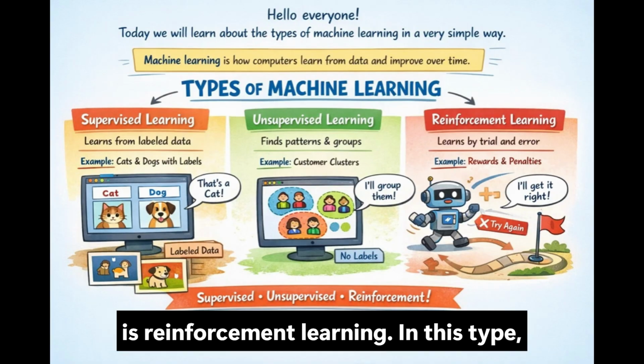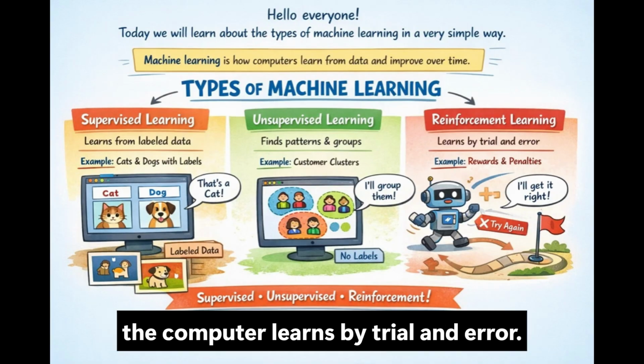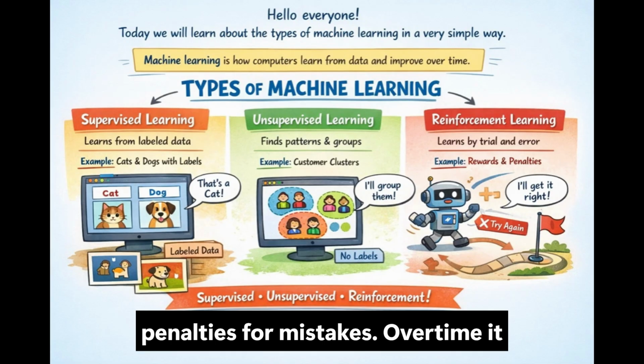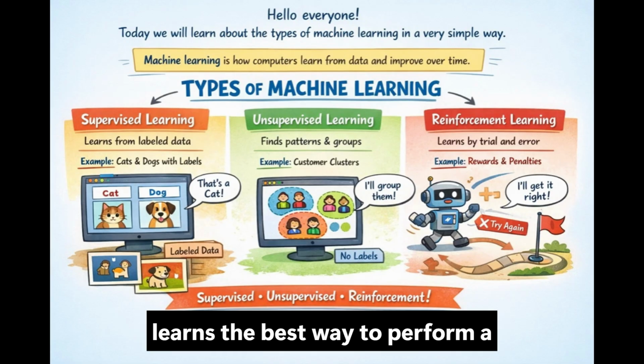Third is reinforcement learning. In this type, the computer learns by trial and error. It gets rewards for correct actions and penalties for mistakes. Over time, it learns the best way to perform a task.